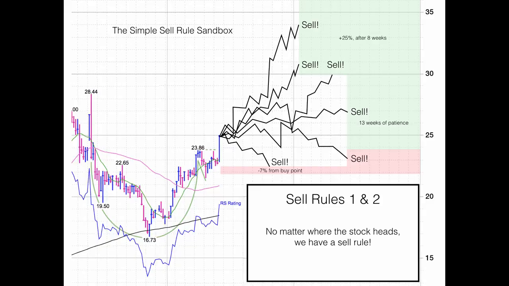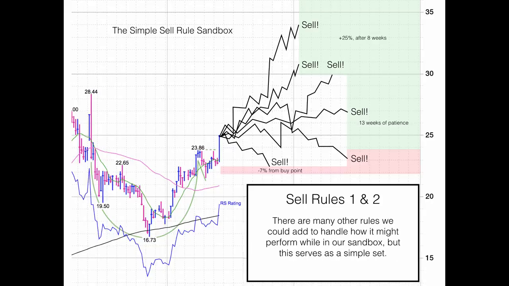When you read the sell rules, you don't really get this visual. It's hard to imagine what it's doing, but this is what it's doing. It's trying to contain your stock to a sandbox and give you exit points, predetermined. There are many other rules we could add to handle how it might perform while in the sandbox, but this is a simple set just for those boundaries.